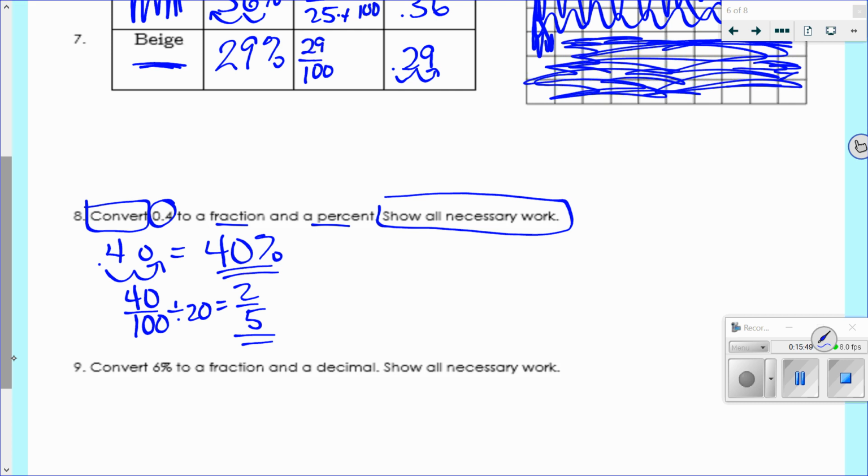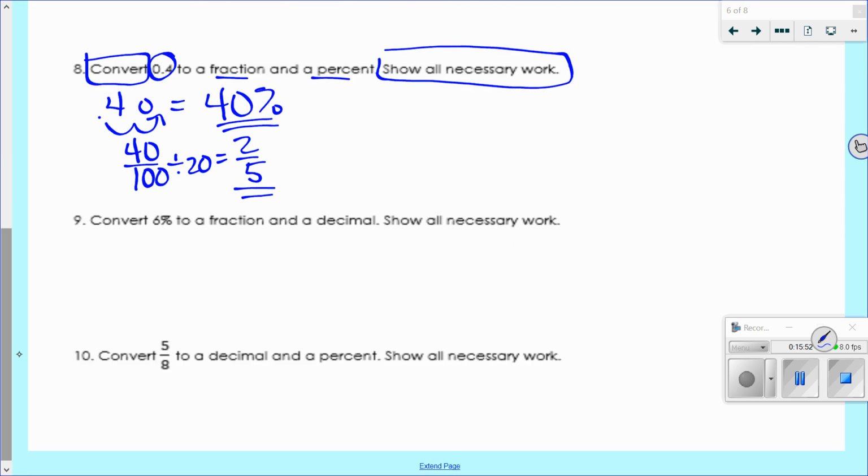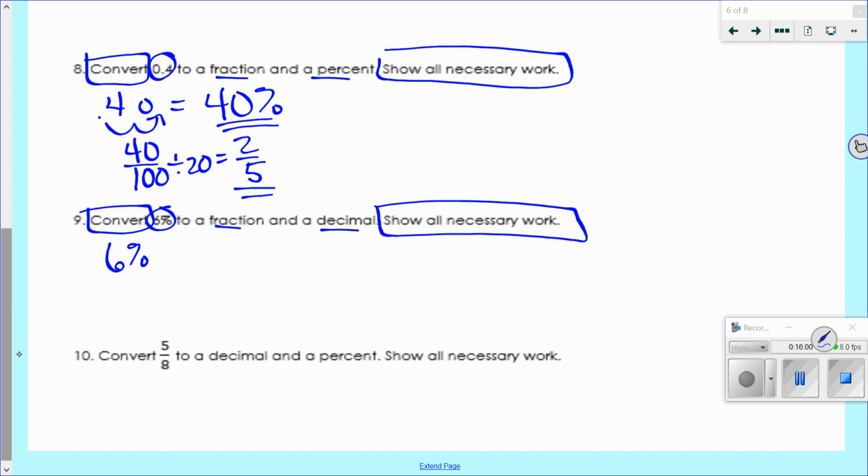Should be right there on the left side of my computer. Our next one, convert 6% to a fraction and decimal. Show all necessary work. 6%. Turning it to a decimal, super easy. 1, 2, empty buckets get a 0. So that's 6/100. Turning to a fraction, super easy from percent because percent just means out of 100. Divide that by 2 to simplify, 3 over 50.